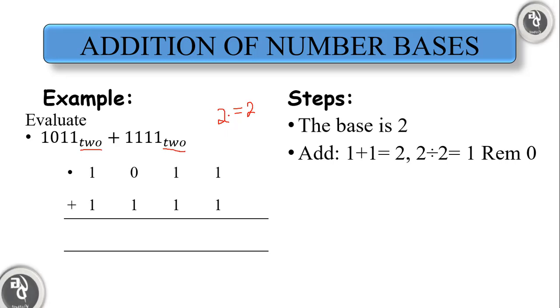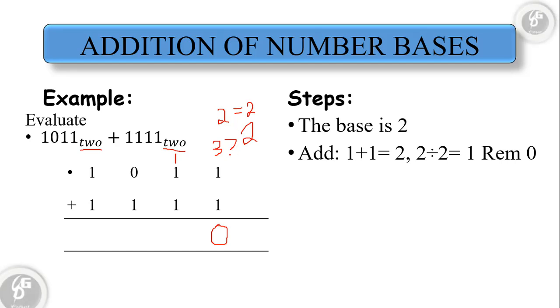So what I need to do here is divide by the base, which is 2. 2 goes in 2, that is 1 remainder 0. So I'm writing the remainder, which is 0, and I carry the 1. So 1 plus 1 plus 1 is 3. 3 is greater than the base, which is 2.